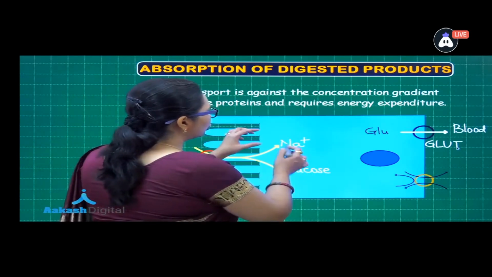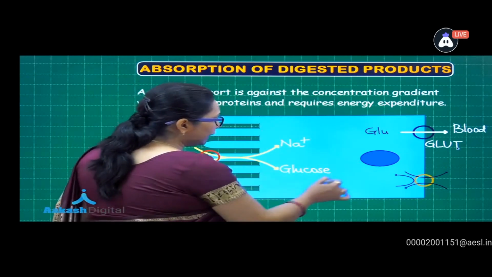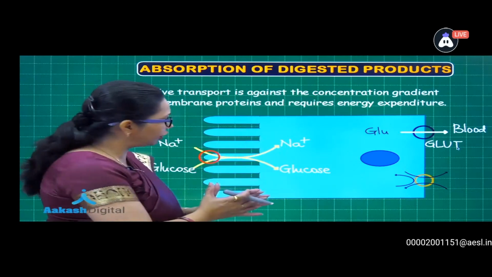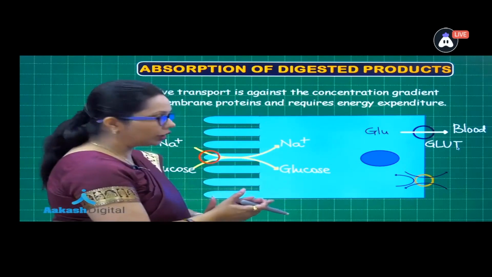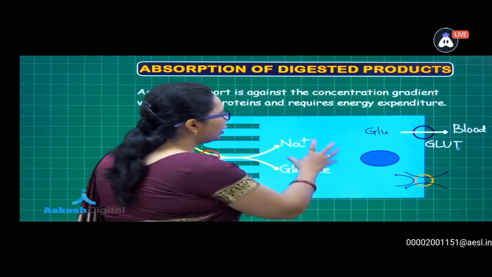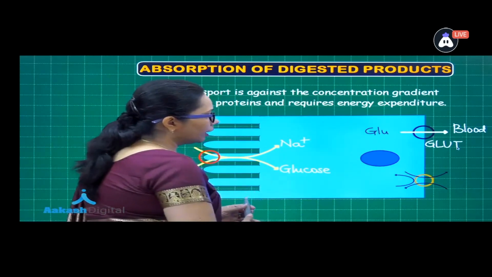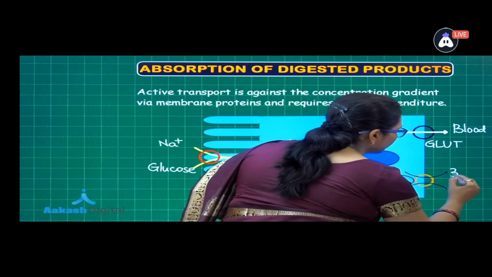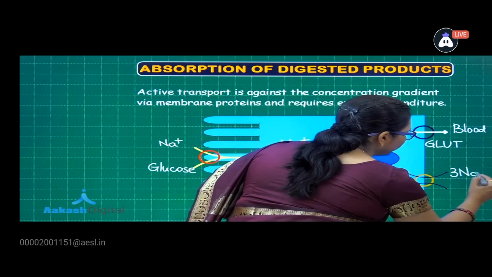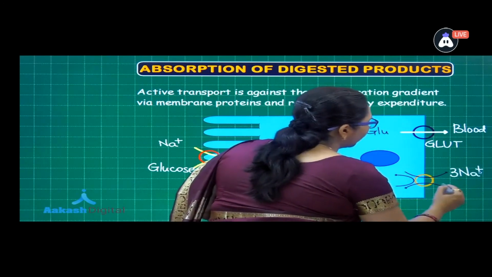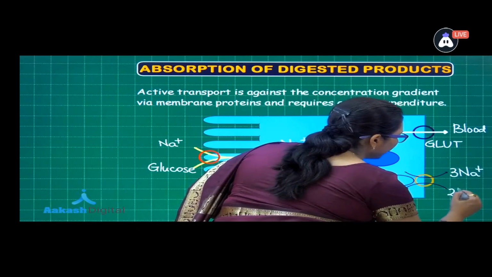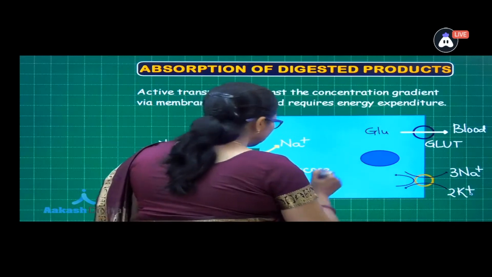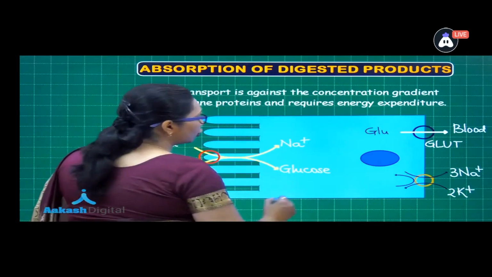Now what happens to this sodium? Now inside the cell, the concentration is always more of potassium ions and not of sodium ions. So this sodium ion which has come into the cell has to be transported out of the cell. So there are 3 Na which are going to be pumped out of the cell, and they are going to be replaced by importing 2 potassium. And at this stage there is going to be expenditure of energy.